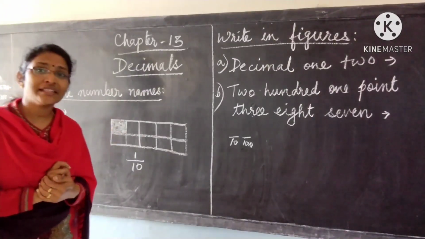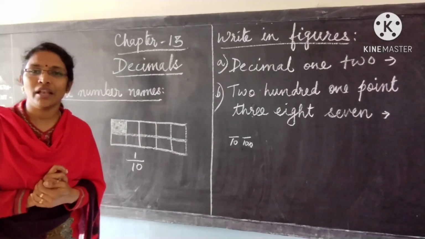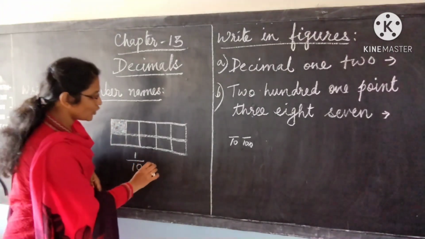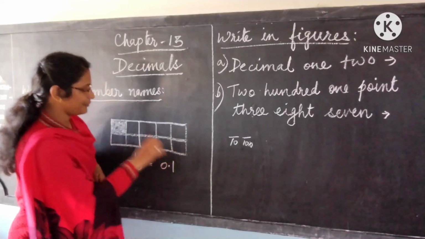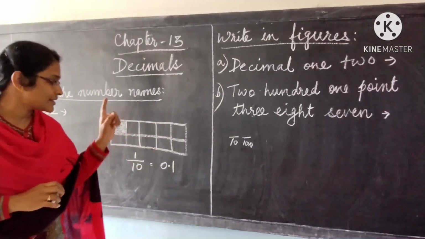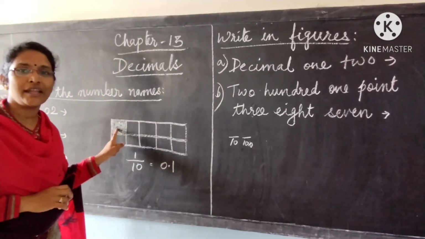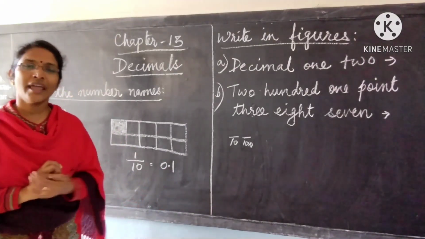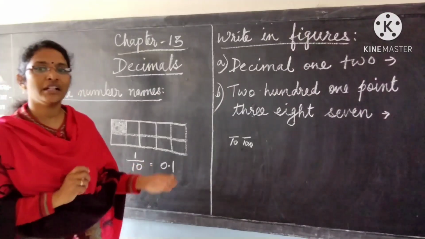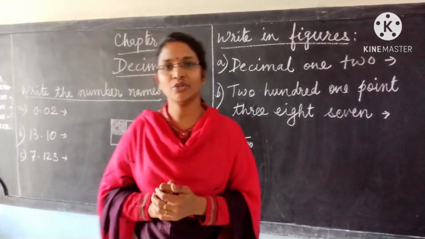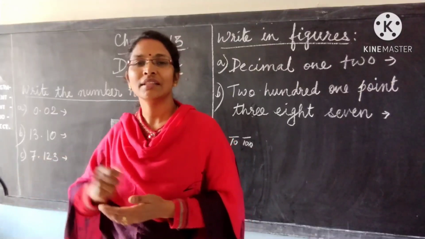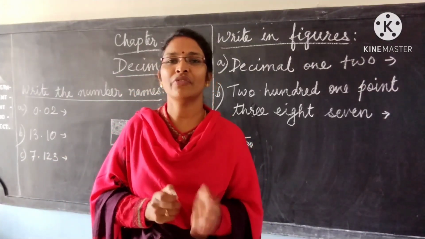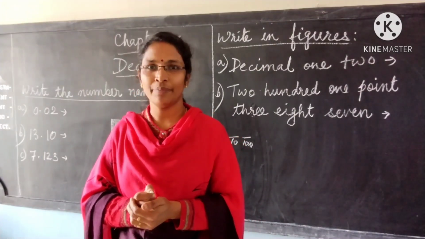The same thing we can see in the form of decimal. What is the shaded portion? That is 0.1. Out of 10 parts, 1 part is shaded. Its decimal is 0.1. It means fraction and decimal are related to each other. You can convert the decimal into fraction, and at the same time we can convert the fraction into decimal.